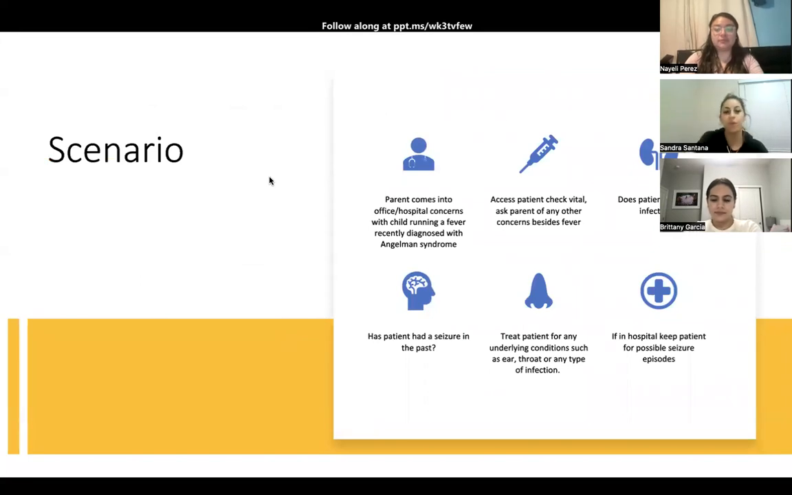So the scenario that I came up with is if a patient comes into an office or hospital, the parent having concerns of the child running a high fever. So first I would assess the patient, check the vitals, ask the parent if they have any concerns besides the fever, ask if the patient has any infection, if they had any seizures in the past. So I would treat the patient for the fever and ask the parents about any other infection like urethral or any other type. And then if needed, keep the patient in the hospital to treat for possible seizures.